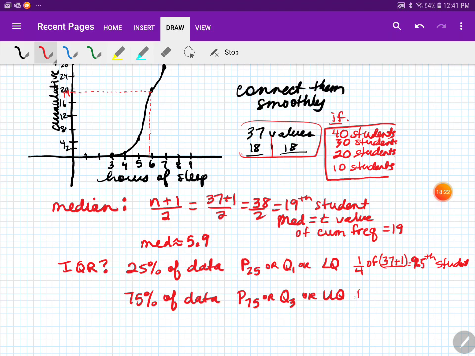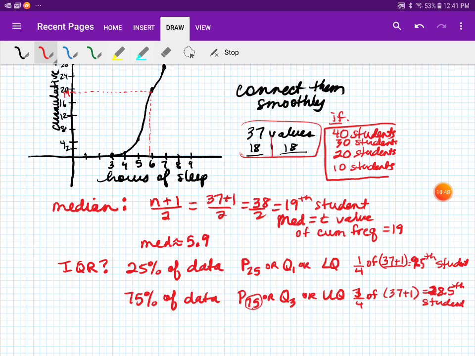Okay, and then this one I want 3/4, because it's 75%. So 3/4 of, same thing, 37 plus 1, which would be 28.5, the 28.5th student. Okay. Now, that's where you find it.